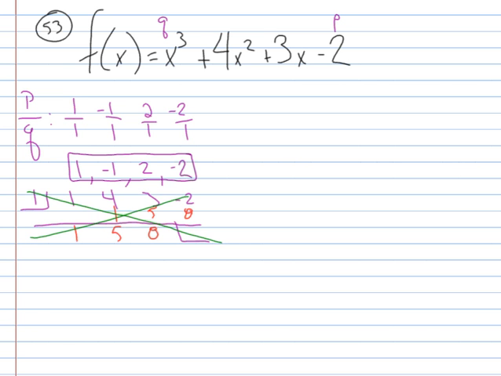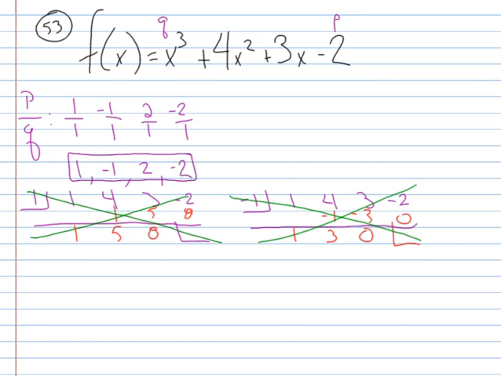My next guess is negative 1. So I put negative 1, and then 1, 4, 3, and negative 2. Again, we need a remainder of 0. So I bring these things down doing my synthetic division. I have 1. That gives me negative 1. That gives me 3, which gives me negative 3. That gives me 0, which gives me 0. Again, that does not give a remainder of 0. Cross it off.